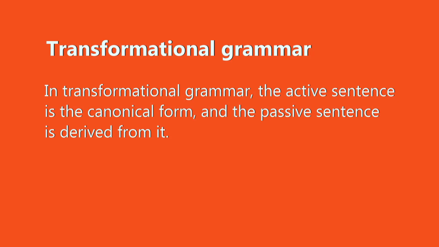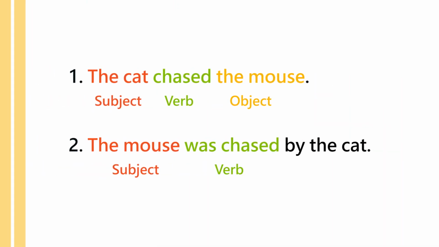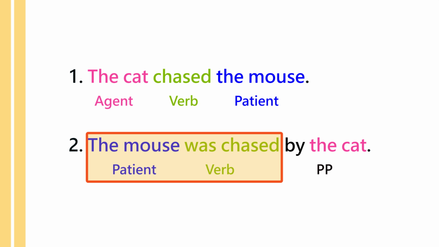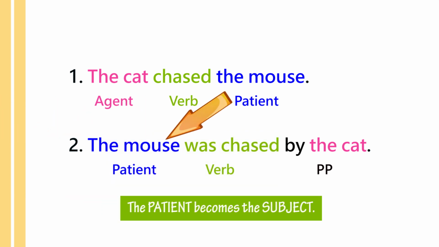In transformational grammar, we look at the active sentence, in this case the cat chased the mouse, as the canonical form. And we say that the passive sentence is derived from the active sentence. You see here, you need to have some discussion of semantics. Here the cat is the subject, but it is also the agent. And then you have the verb, and then you have the mouse, which is the patient. Basically, you have agent, verb, patient. In the second sentence, we have patient, verb. But you see here, we have patient, verb, but we still have the subject. Therefore, patient becomes subject. That's what happens.